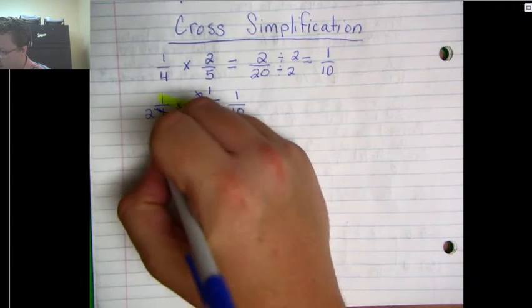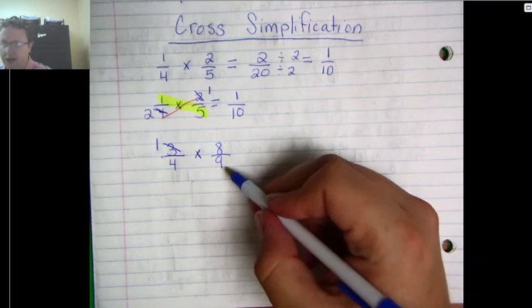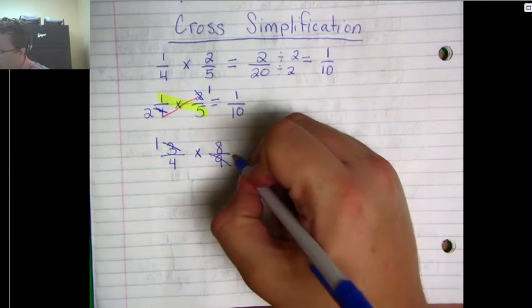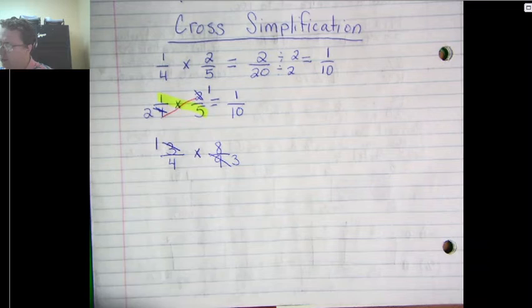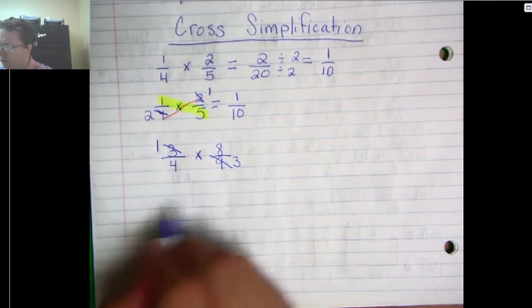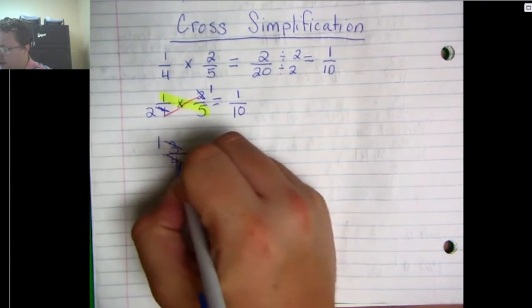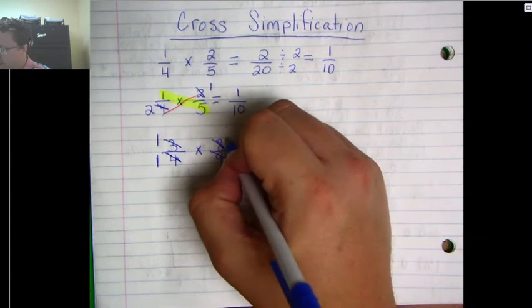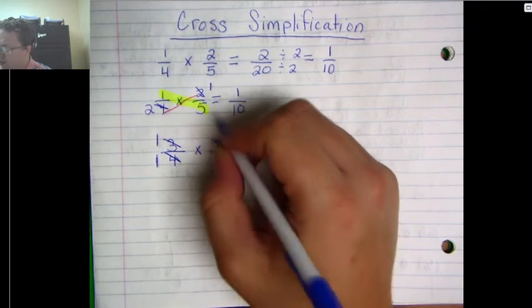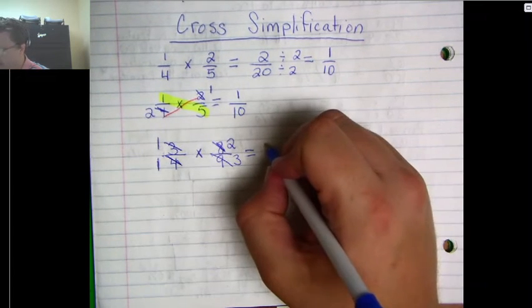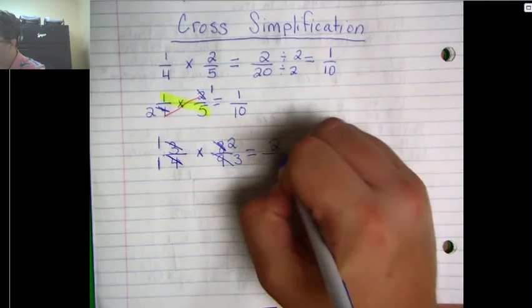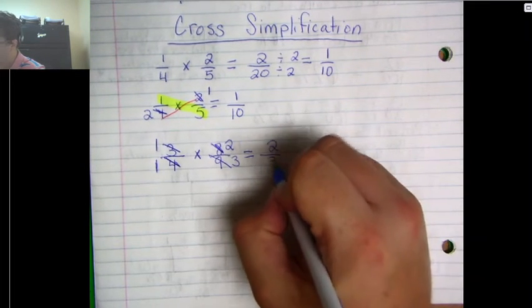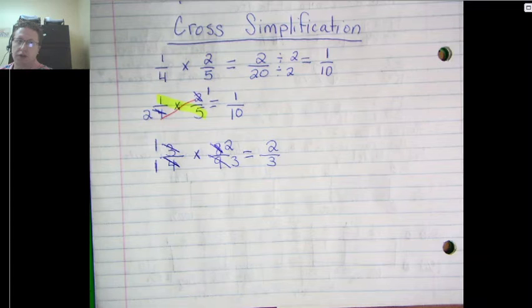3 divided by 3 is 1. 9 divided by 3 is 3. Now let's do the same with the 4 and the 8. 4 and 8 both have 4 in their factors, so 4 divided by 4 is 1. And 8 divided by 4 is 2. So 1 times 2, because we're doing regular multiplication of fractions now, is 2. And 1 times 3 is 3, and it simplifies to 2/3. That also saved you from having to deal with bigger numbers that are harder to break down.